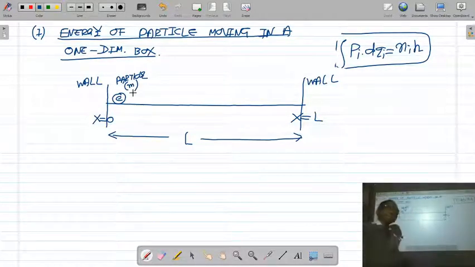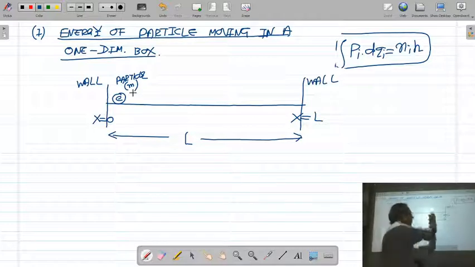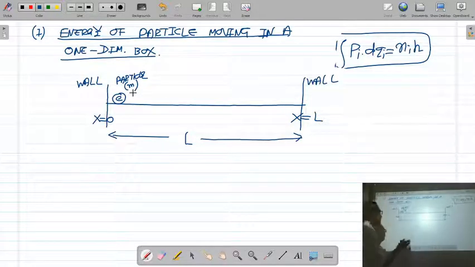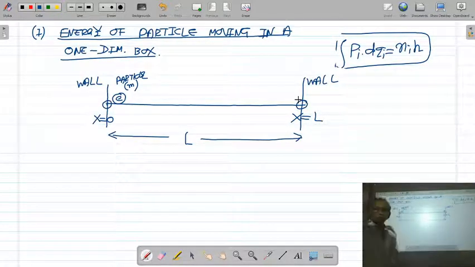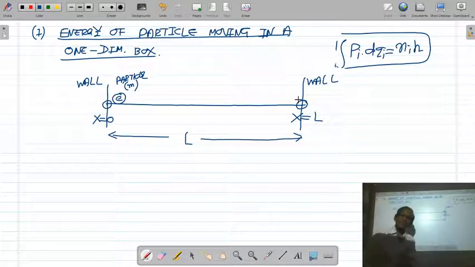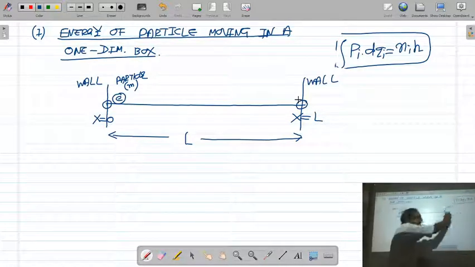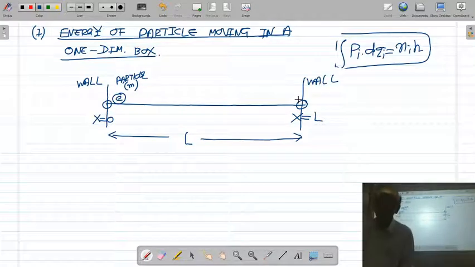Okay, so let us consider a particle, an electron, moving in a one-dimensional box of length L between two walls, x is equal to 0 and x is equal to L. The length of the box is L. This is a one-dimensional box, so it has only length. It doesn't have breadth and height.